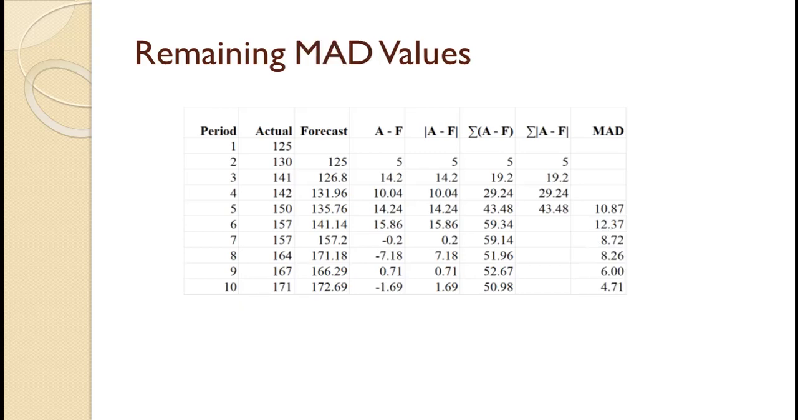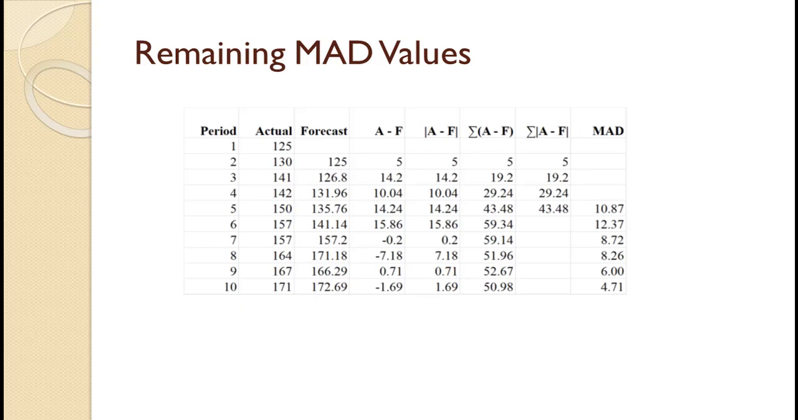The next step is to use simple exponential smoothing to compute the MADs for periods 6 through 10. For period 6, the MAD equals 10.87 plus 0.30 times the quantity, the absolute value of 15.86 minus 10.87. That equals 12.37. For period 7, the MAD equals 12.37 plus 0.30 times the quantity, the absolute value of negative 0.20 minus 12.37. That equals 8.72.